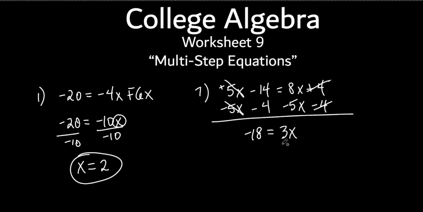Now, it's really simple. Divide by 3. I don't even have to explain that. So x is negative 6. There we go. There's your multi-step equation. This was kind of 2 steps in one, wasn't it? And there was the 3rd step. And then we're good to go. Let's do another one.